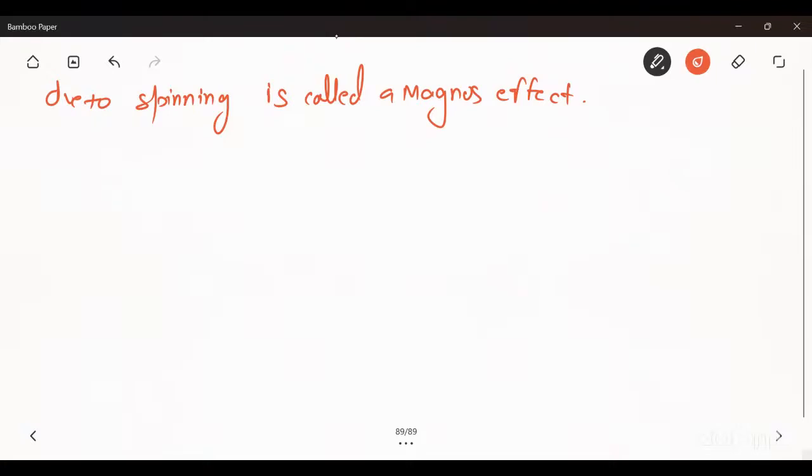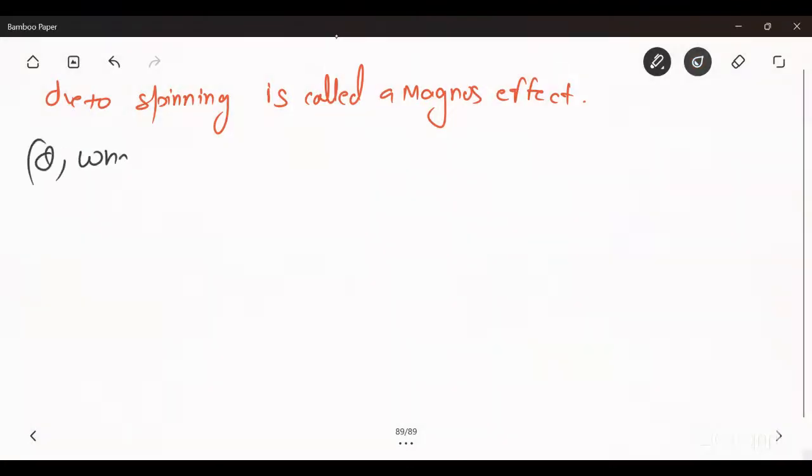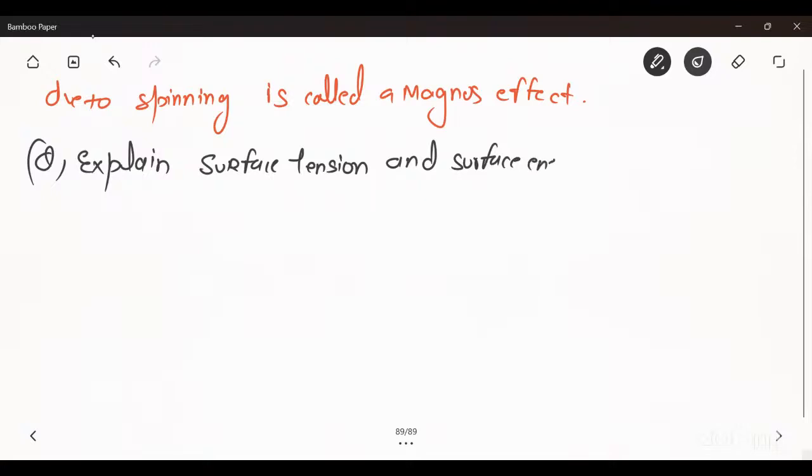Now the next question is, explain surface tension and surface energy. I have discussed both topics earlier in the video.